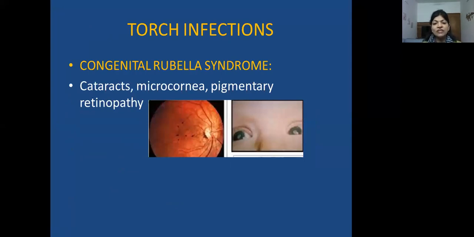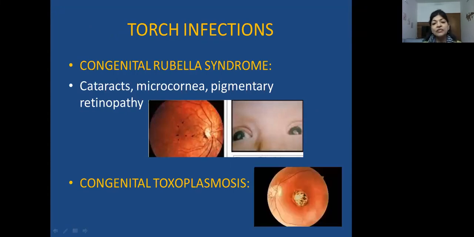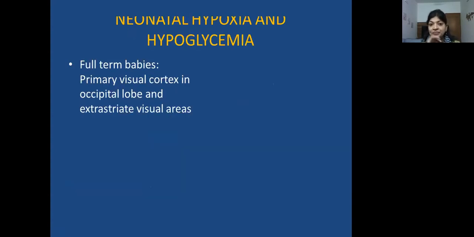And then torch infections, I've already mentioned congenital rubella. Another common thing that we see is congenital toxoplasmosis, which will typically present with a baby presenting to you with a large angle squint, not seeing very well. And then when you dilate, this is what you see at the macula, you have a punched out scar like this, and then you know that you're dealing with congenital toxoplasmosis in this child.